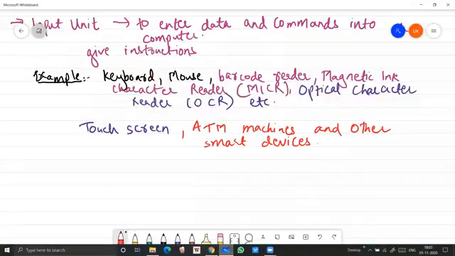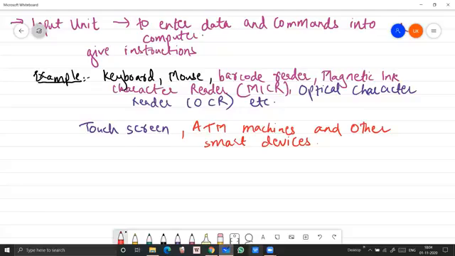So what is the input unit, students? It is the unit which helps users to enter data and commands into a computer system. Data can be in the form of numbers, words, actions, commands, etc. And the main function of input devices, students, is to direct commands and data into the computer. Then the CPU, the central processing unit, processes the data and produces the output. The very common examples which we have seen are the keyboard and mouse.